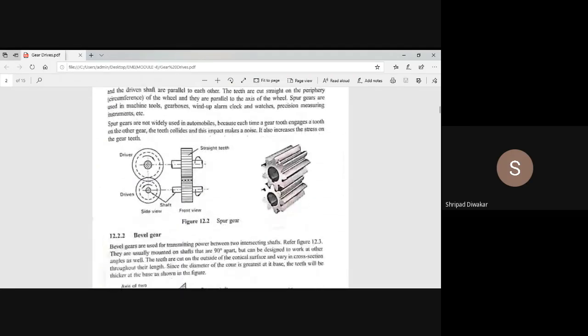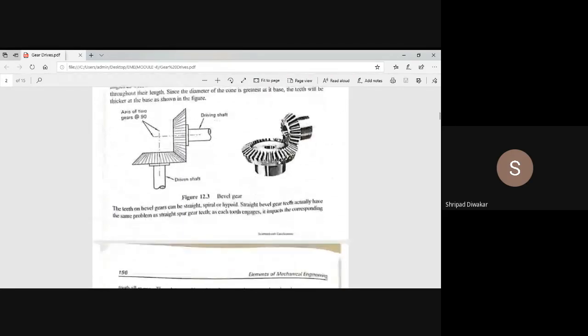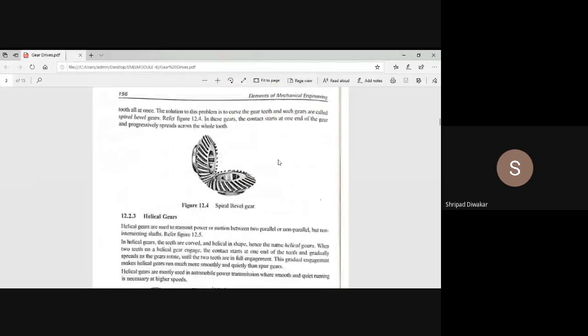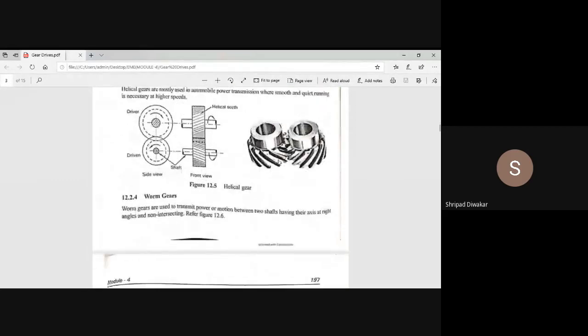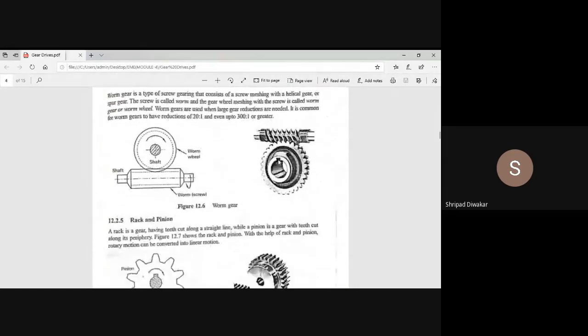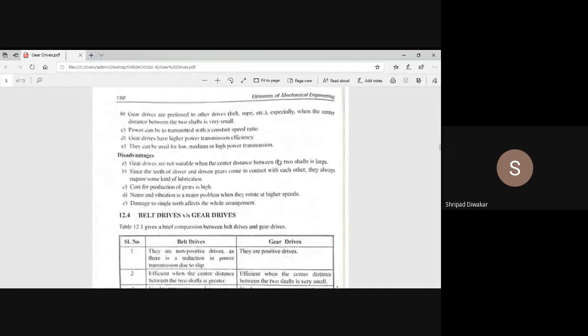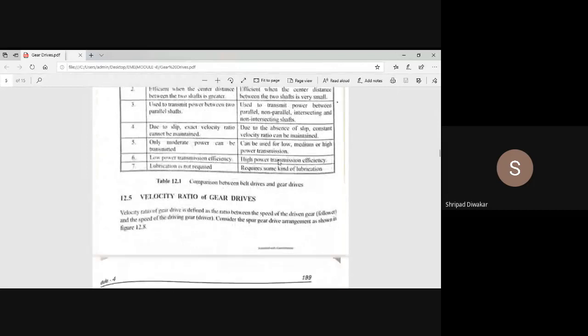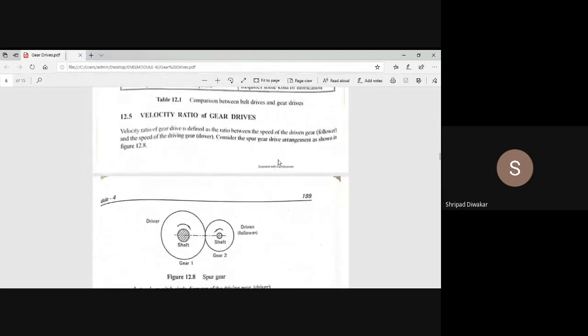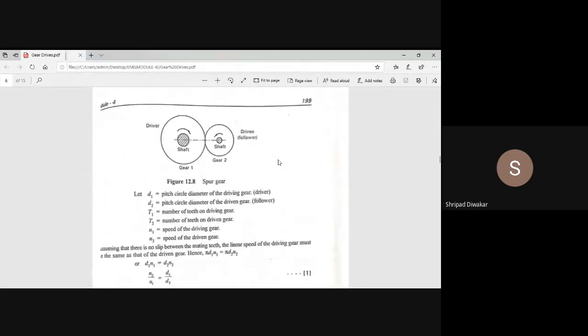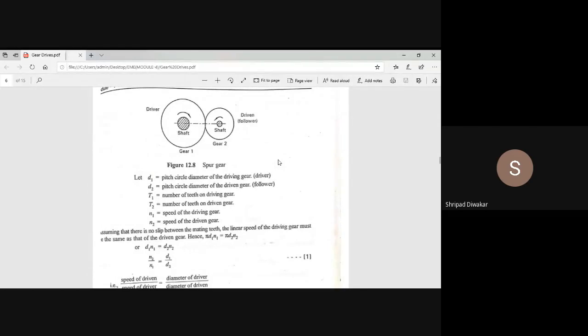Okay, so I'll directly go to the problems on gear drives. Before solving the problems you should know some formulas. Okay, first one is velocity ratio. This is the diagram. How to find out the velocity ratio?